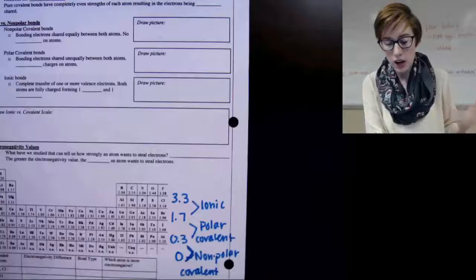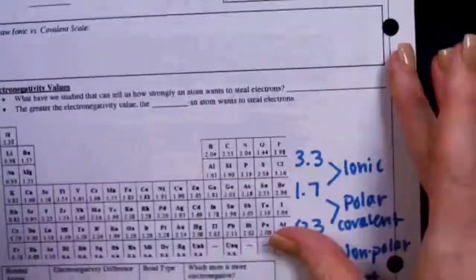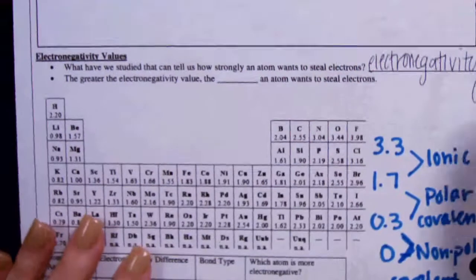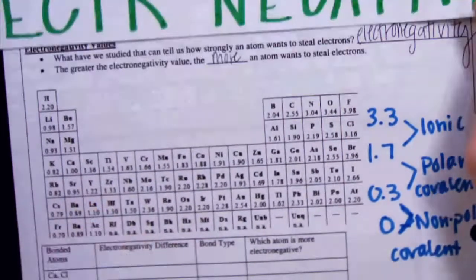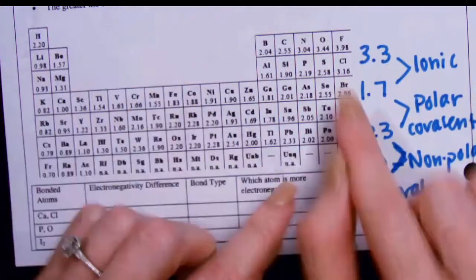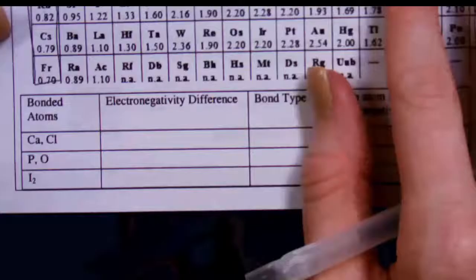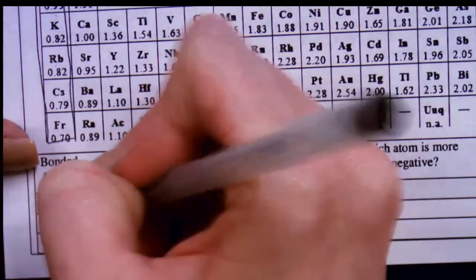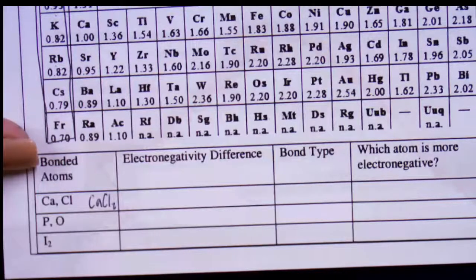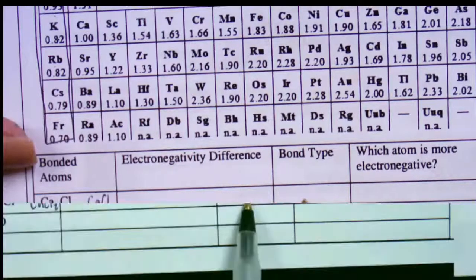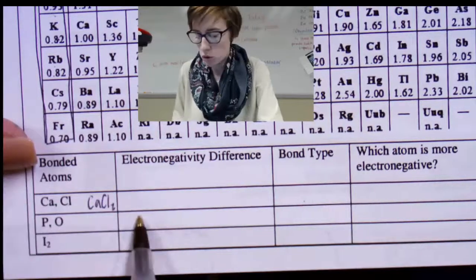Now we've talked about something called electronegativity, right? Electronegativity is how much an atom wants to steal electrons. Down here is a chart for electronegativity. It shows you the electronegativity numbers of all the elements. Okay, what I want you to do is to look at this chart. Whenever you have calcium and chlorine bonded together, it forms something called CaCl2. Okay, that's the formula for calcium chloride. What I want you to do is figure out the type of bond between calcium and chlorine.